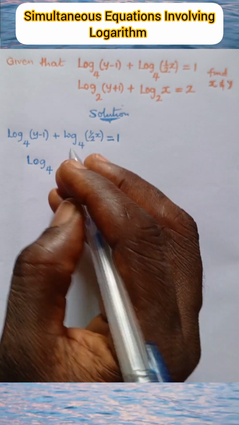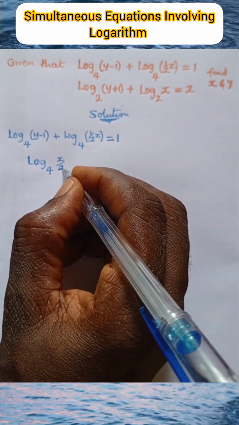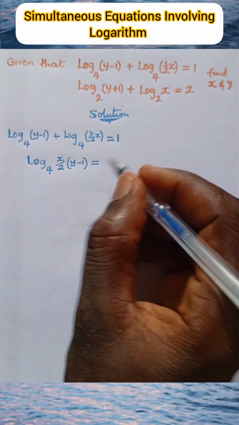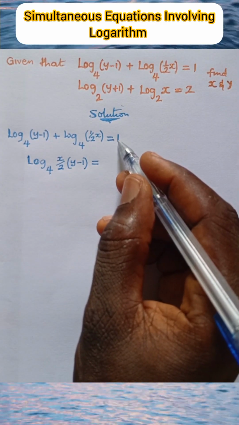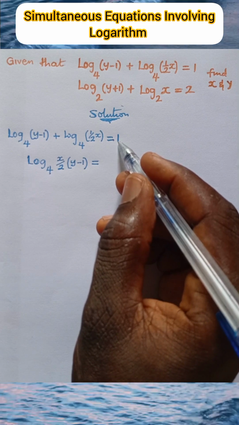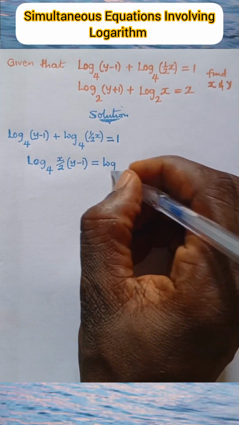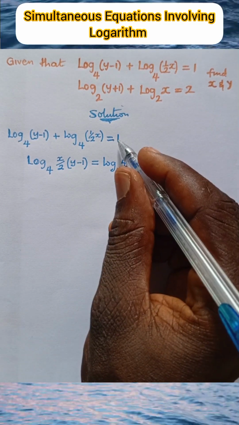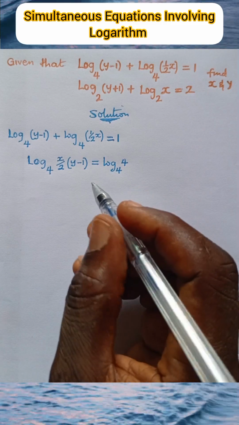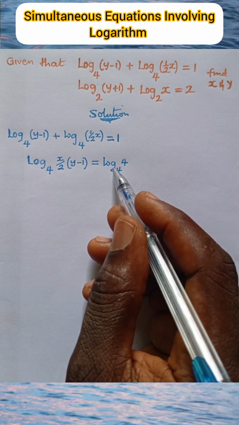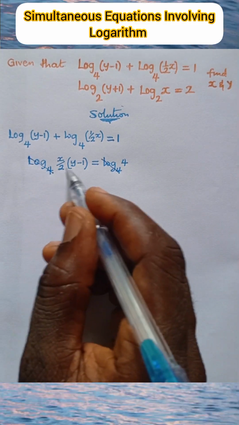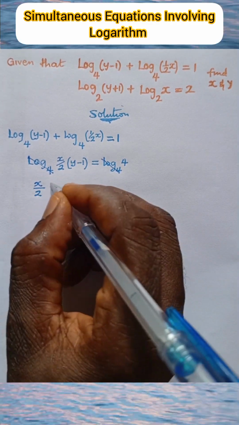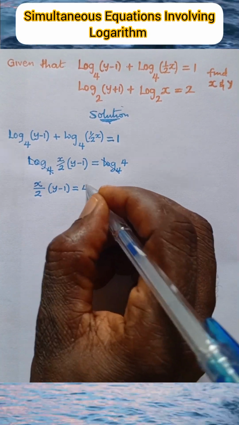So that we come here to say x over 2 multiplies y minus 1 equal to, now in place of this one, remember that the logarithm of a number that is equal to its own base is equal to 1. So in place of 1, we write log 4 to base 4. Log 4 to base 4 is equal to 1. So nothing has changed. Okay. So now both sides of the equation have log base 4. So both will strike themselves and we equate the log values. So that we have x over 2 multiply y minus 1 equal to 4.